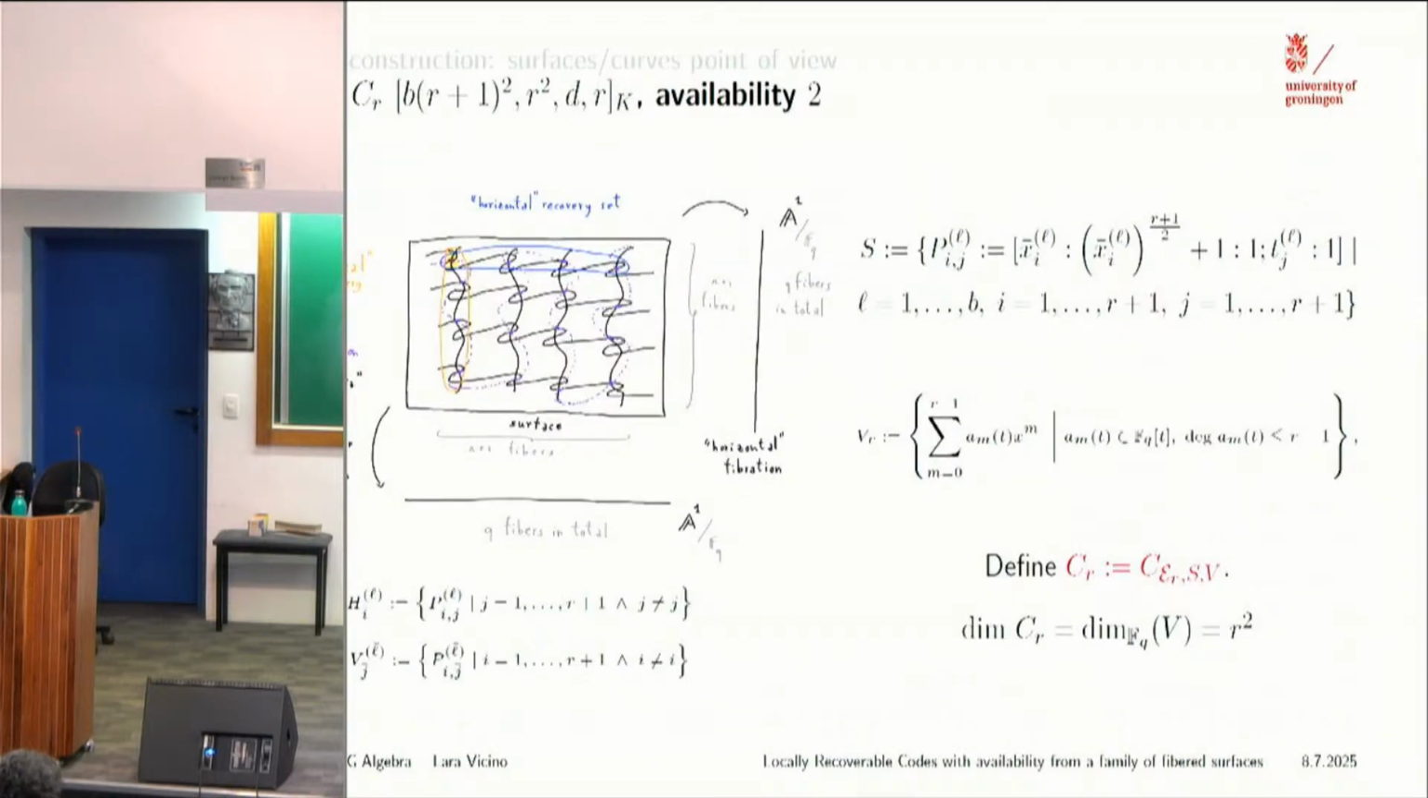Any other question? Thank you, Lara, for this nice talk. I just wanted to ask you, in this case you have availability 2, yeah? So as was asked, if you want to get larger availability, what could be a nice strategy to go to higher dimensional objects? Or, I don't know, it's just a question.